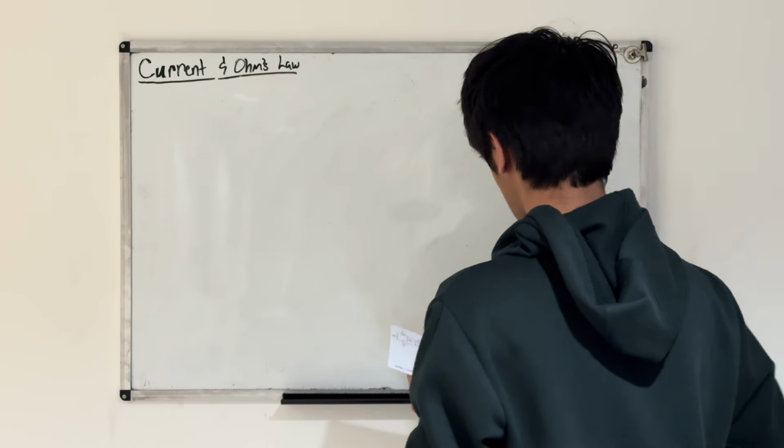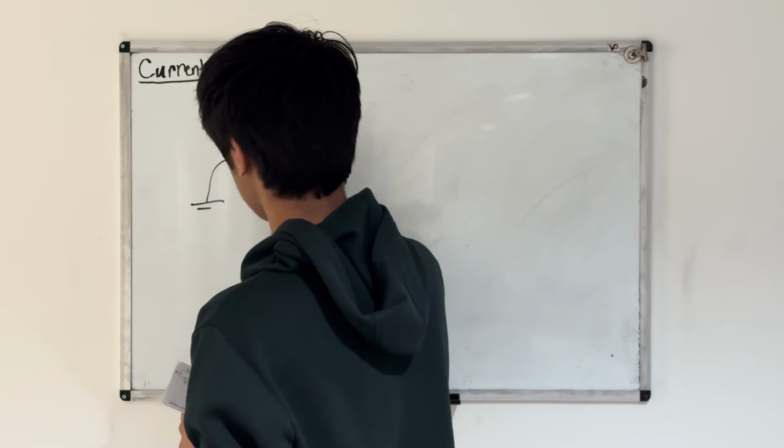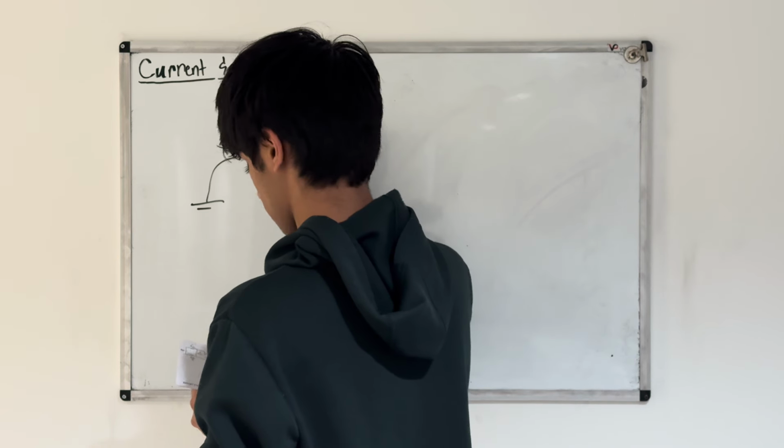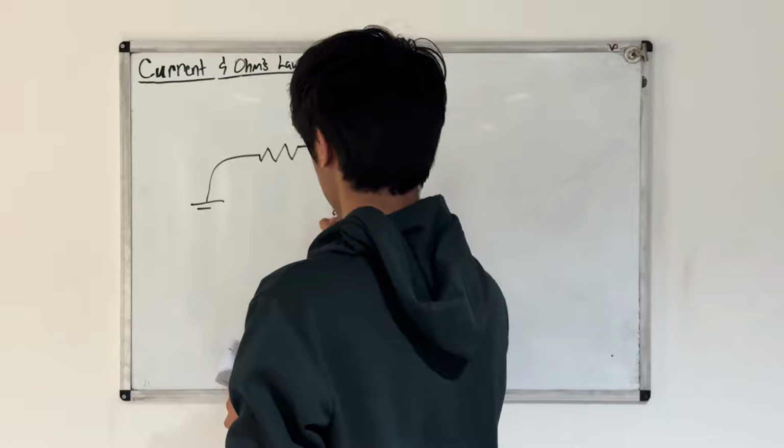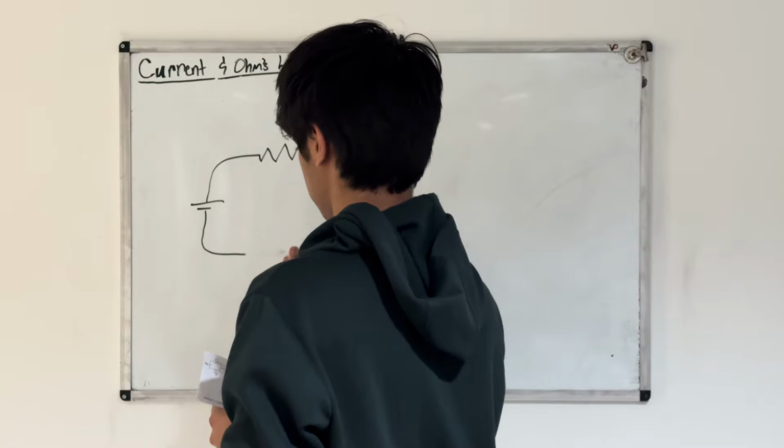Let's say we had a circuit like so. We have the battery connected to a resistor here. Then let's say we go into parallel, so we have a resistor here, connected back over. Actually, let's draw a resistor in there too.